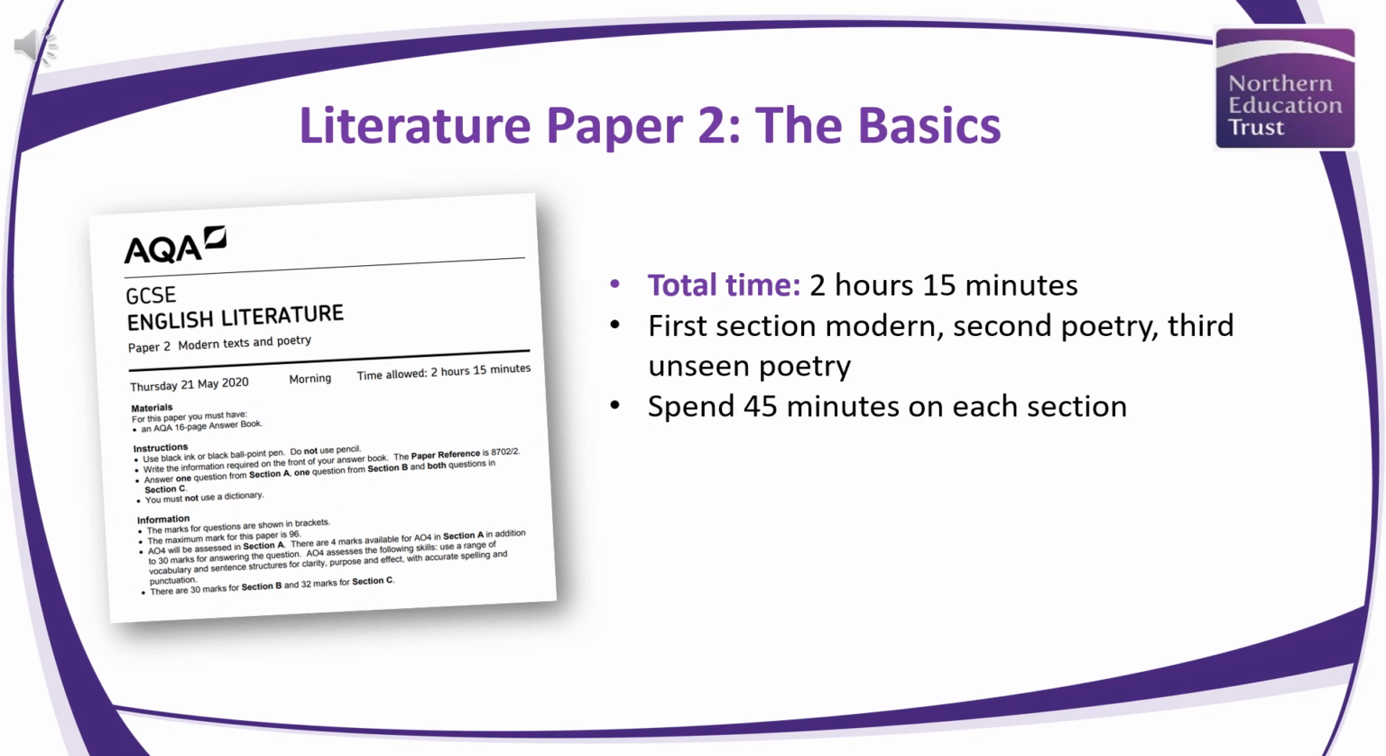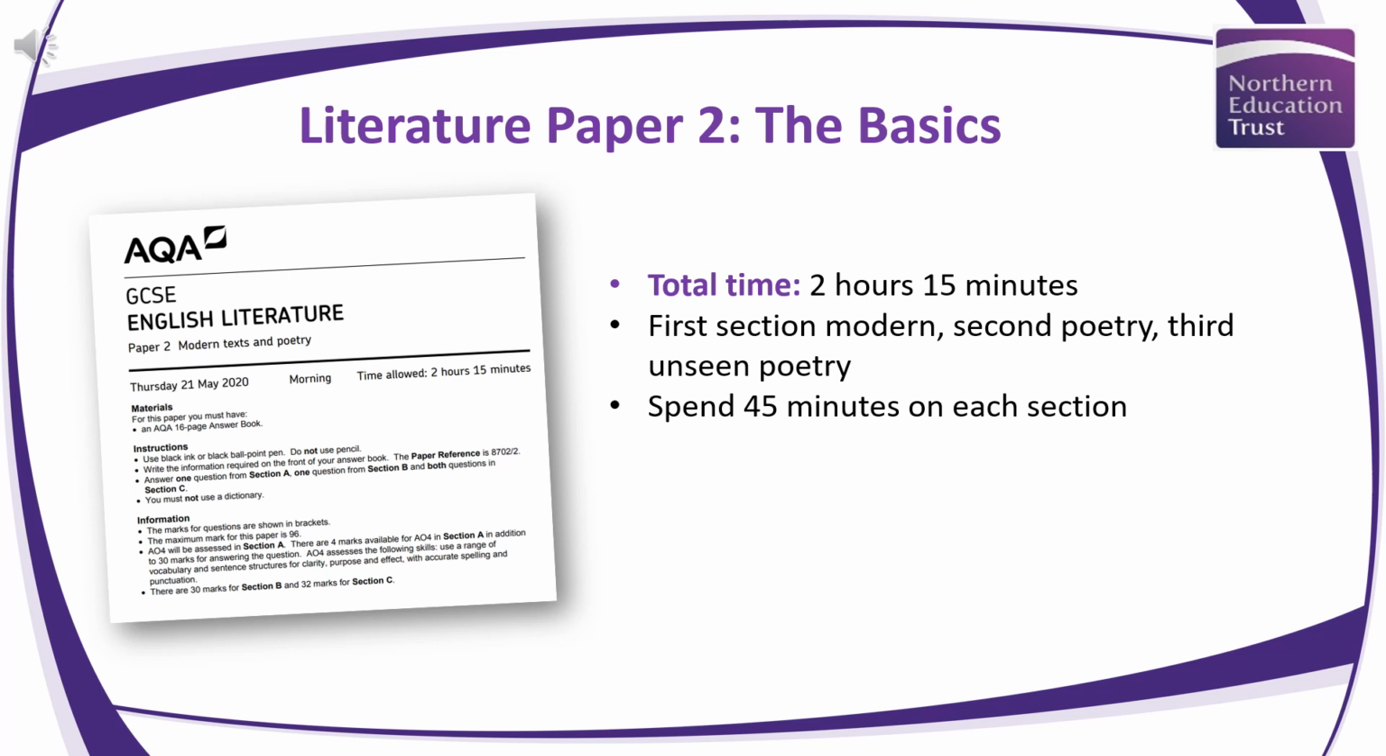Now, to quickly recap AQA Literature Paper 2. This paper lasts 2¼ hours, or about 2 hours 45 minutes if you have that 25% extra time. Now the paper's split into 3 sections. Section A is the modern, Section B is anthology poetry, and Section C is unseen poetry.